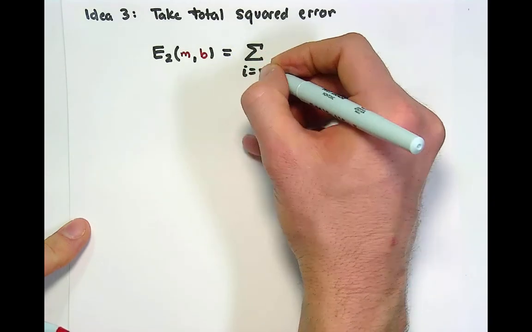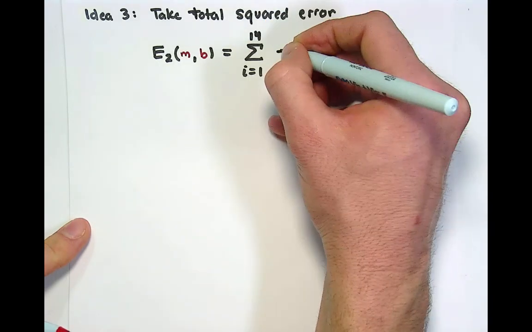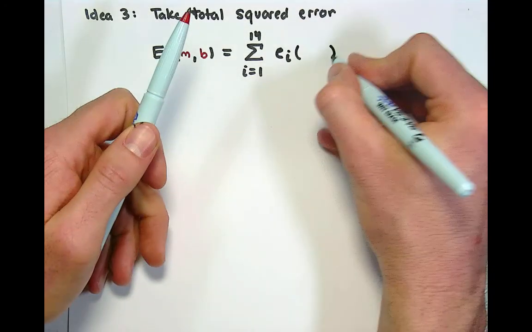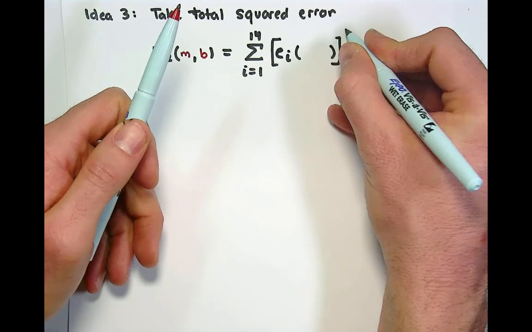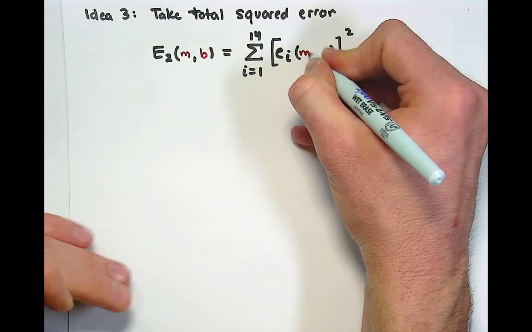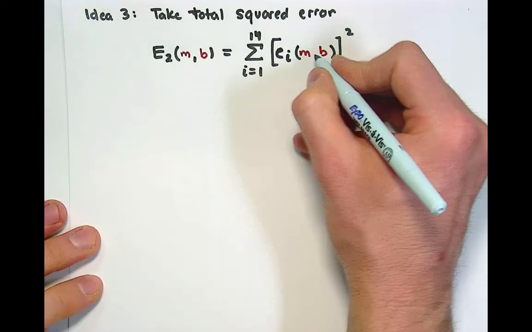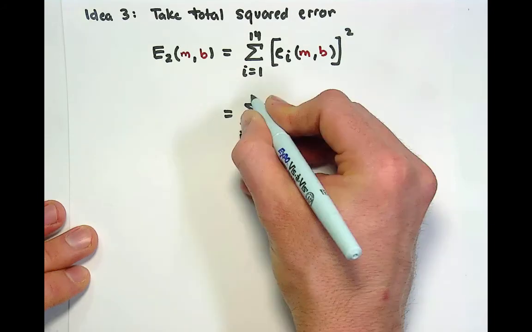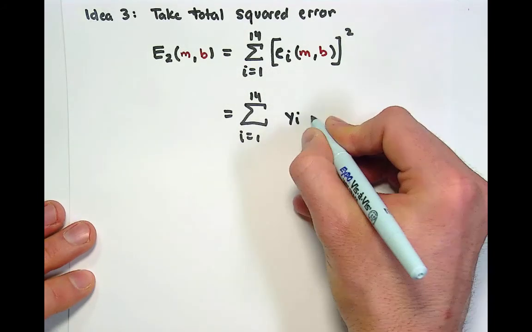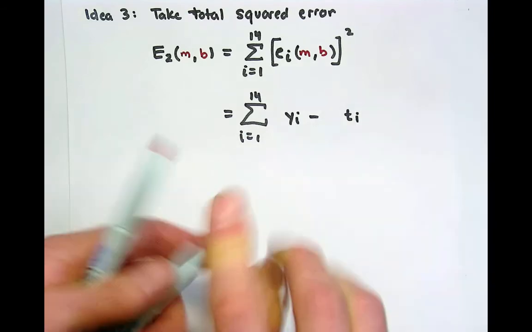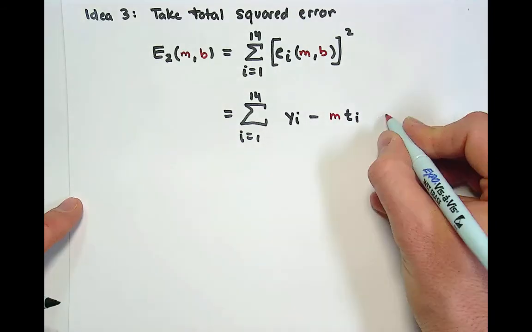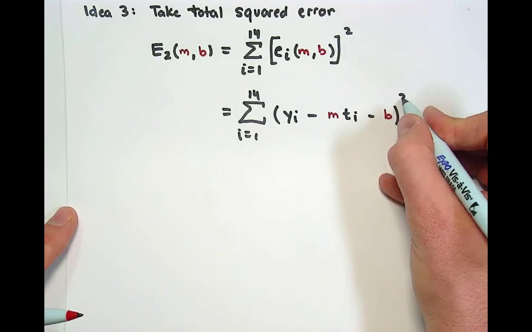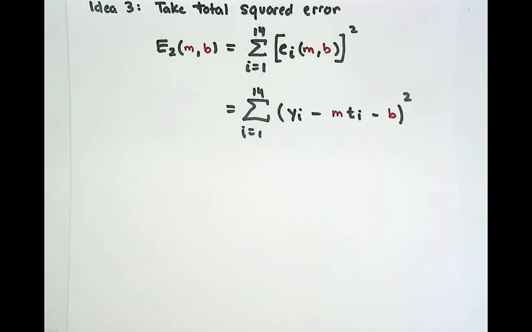Okay. Instead of summing the individual errors or the absolute value of the errors, we're going to sum the errors squared. Here this is M and B. Okay, so now we go 14 data points. Here's y sub i minus t sub i. And here we have M and B. And I guess I'll just go ahead and distribute that right out.